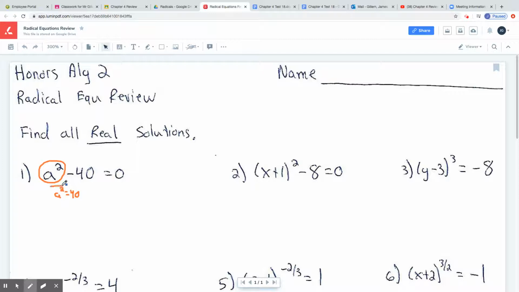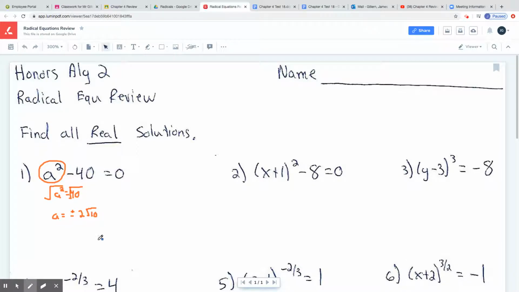To get rid of a square, you just take the square root of both sides. Now, you just got to be careful. Whenever we're doing the square root, the fourth root, the sixth root, any even root, you have to make sure we do a plus or minus. And the square root of 40 is 2 root 10. There's your answer: plus or minus 2 square root of 10.